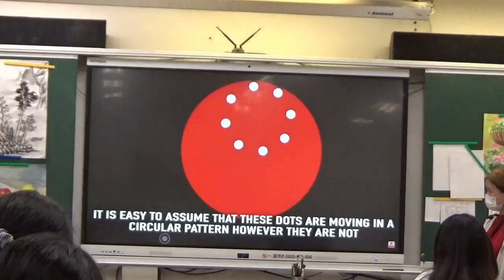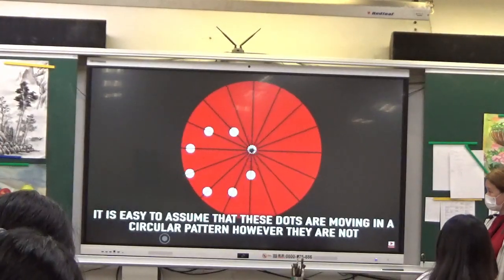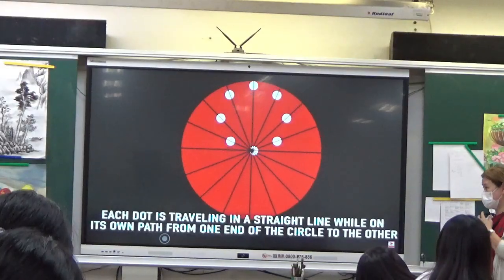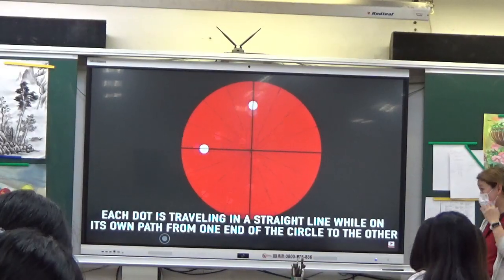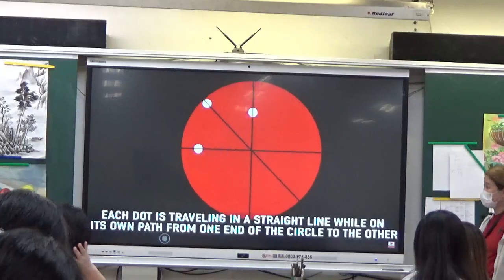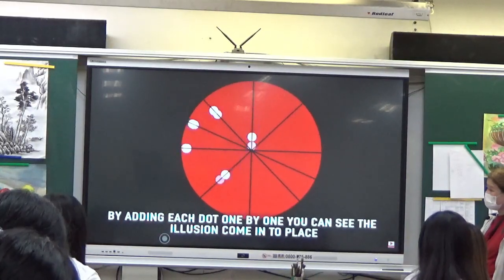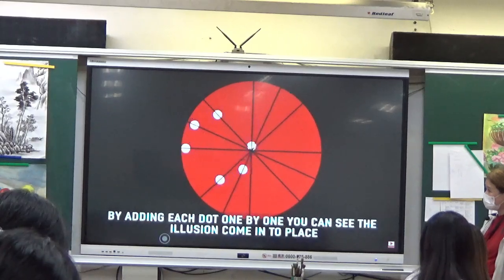Circle illusion. It is easy to assume that these dots are moving in a circular pattern. However, they are not. Each dot is traveling in a straight line on its own path from one end of the circle to the other. By adding each dot one by one, you can see the illusion come into place.